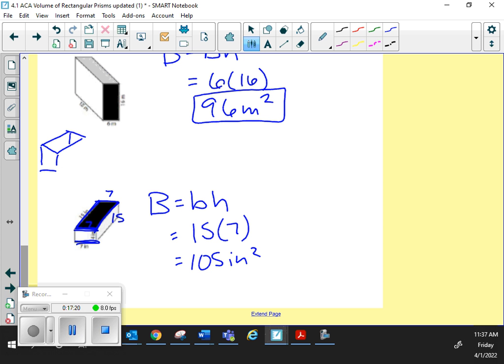For this rectangular box, we don't need to flip anything, but just visualize. It's saying this top part is the base, which is the same thing as the bottom. You don't need to flip anything. They have the same dimensions. They're two congruent shapes.